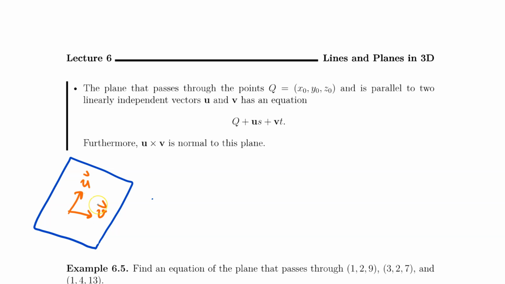So the equation for this should look like u times something. Let me just use variable s here. So it's going to be u times s plus v times something, let's say t here. Now this is going to be the equation for my blue plane here. Notice how this u and v, this is the orange vector that I start off with, and my s and t are just variables. So s and t, these are scalars.